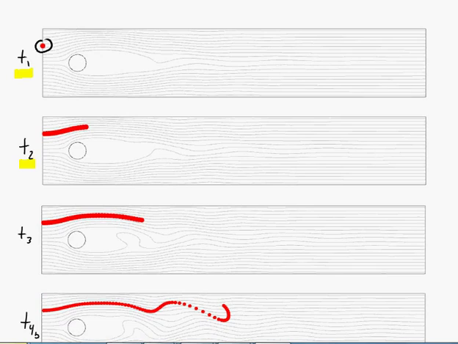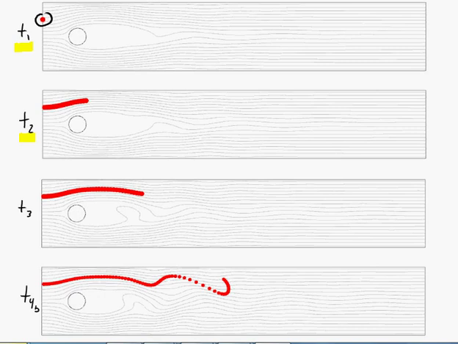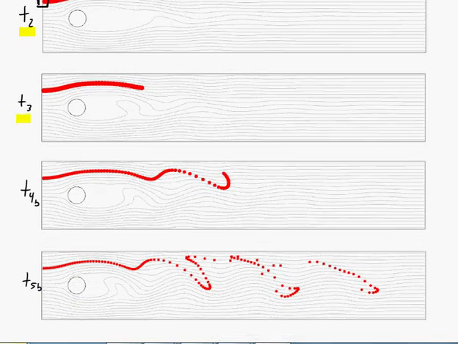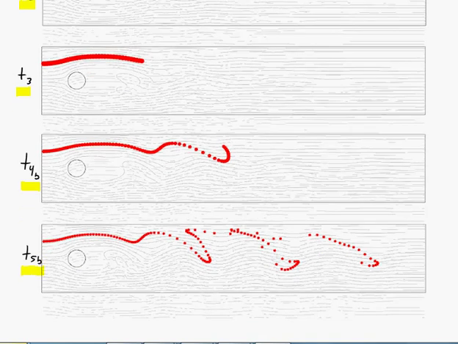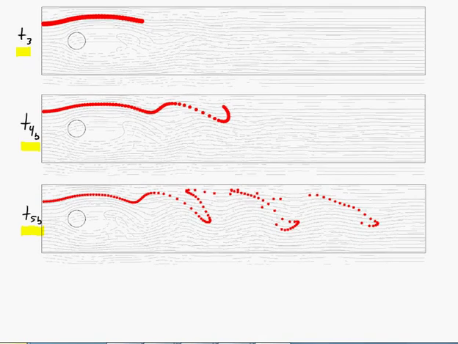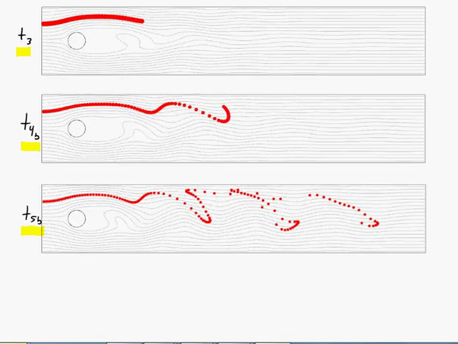Okay, and so the line that's shown here, the streak line, shows all of the particles that have passed through this original point and where they are at time 2. And we can follow this now for time 3, time 4b, and time 5b. In this case, I've used times 4b and 5b because they're slightly different than for the path line example.